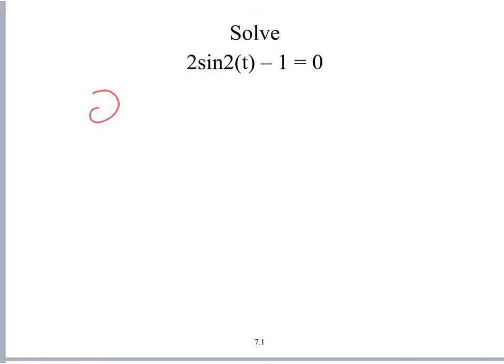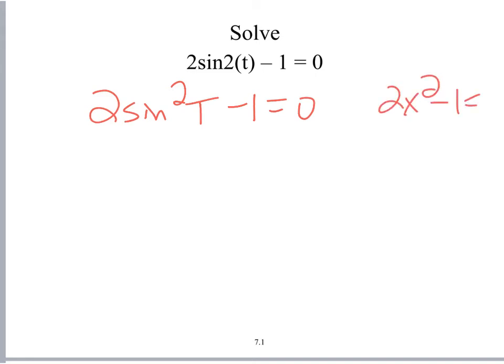So this one, again, looks like it didn't copy right. So 2 sine squared t minus 1 equals 0. So I see extracting square roots, right? If I had told you this was 2x squared minus 1 equals 0, you would add 1, divide by 2, then take the square root, right? And that's what we're going to do here.